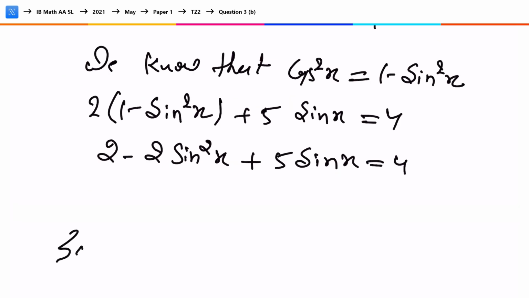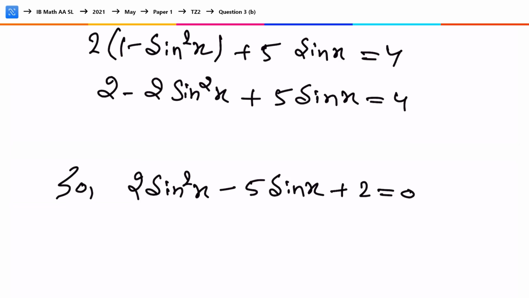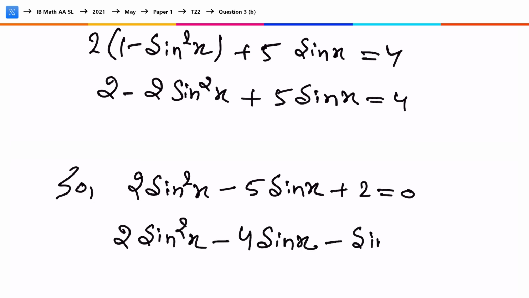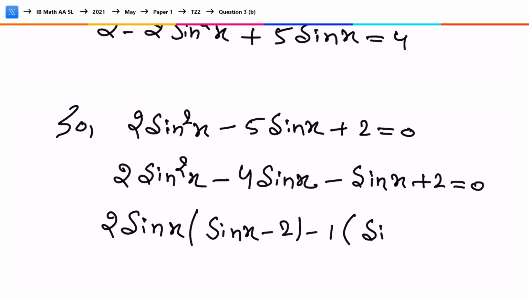Now we'll rearrange the equation. So 2 sine squared x minus 5 sine x plus 2 equals 0. We can factor this equation as follows. 2 sine squared x minus 4 sine x minus sine x plus 2 equals 0. Now we take common factors. 2 sine x (sine x minus 2) minus 1 (sine x minus 2) equals 0.